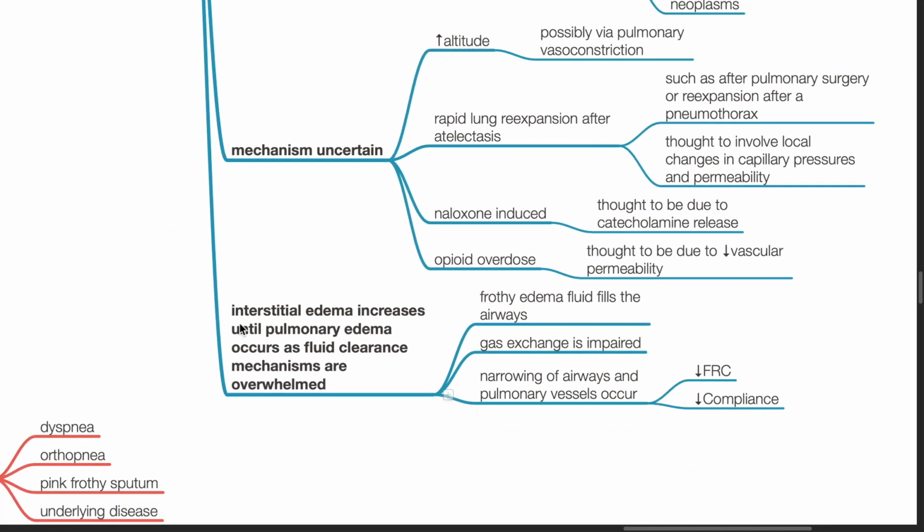Interstitial edema increases until pulmonary edema occurs as fluid clearance mechanisms are overwhelmed. Frothy edema fluid fills the airways, gas exchange is impaired, and narrowing of airways and pulmonary vessels occurs, resulting in reduced FRC and reduced lung compliance.